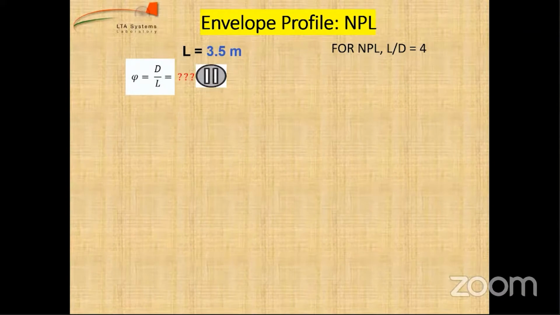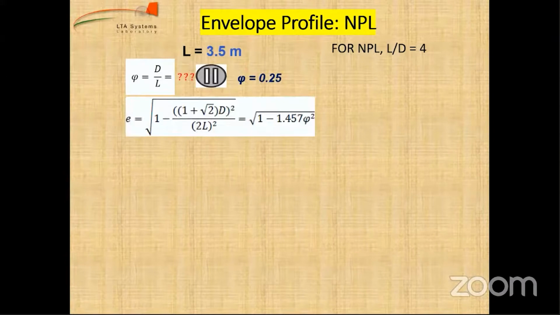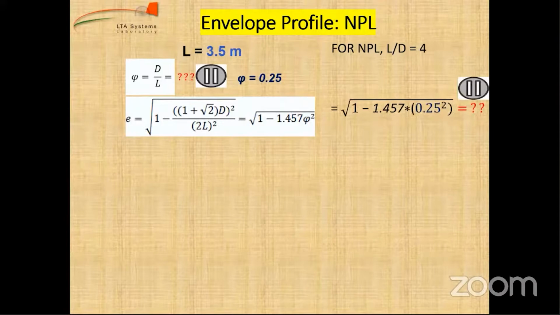What? 1.142 is what he said. Are you sure? If L by D is 4, then what is the inverse of L by D? 0.25. Yes. Okay, then we'll move on to E. E is, I think, eccentricity, so you substitute the value and tell me what you get.